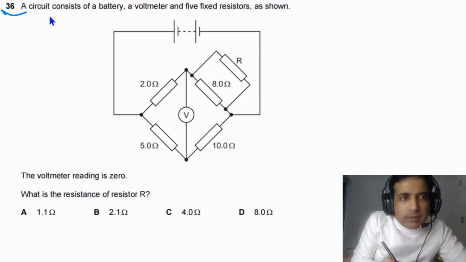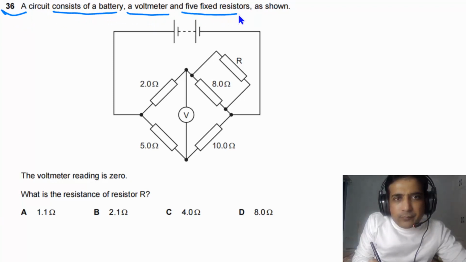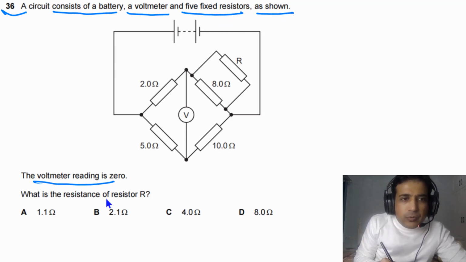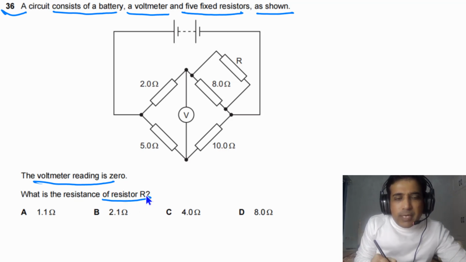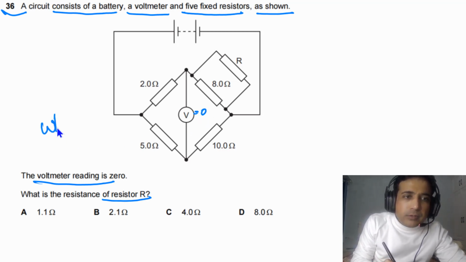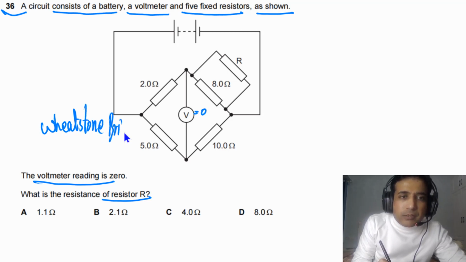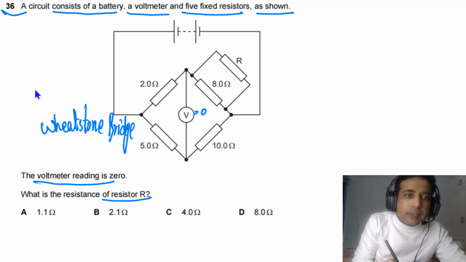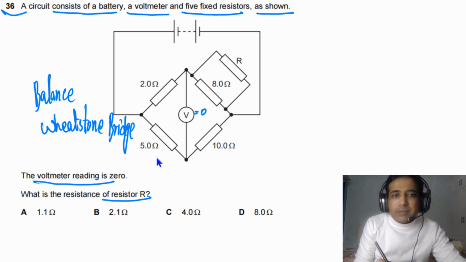For question number 36, it is given to us a circuit consists of a battery, a voltmeter, and 5 fixed resistors as shown in the figure. The voltmeter reading is 0. What is the resistance of resistor capital R? First thing we need to understand, voltmeter reading is equal to 0. It simply means that this is a balanced Wheatstone bridge, a typical type of circuit. As the reading on the voltmeter is equal to 0, it means this is a balanced Wheatstone bridge.